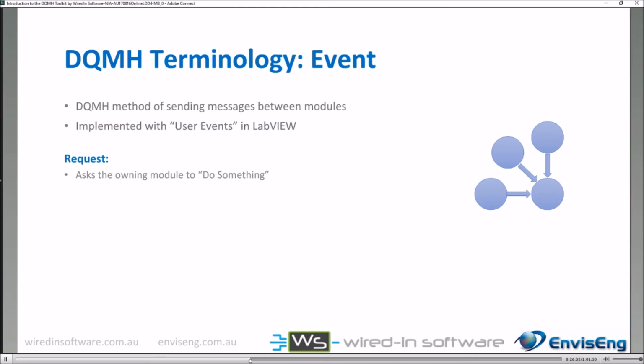There are two main types of DQMH events, and the first is a request event. A request event asks the owning module to do something. So when we start with DQMH, we first start by creating a new module, and then we can add events to that module, and those events can be request events or broadcast events or other types of events. So a request event asks the owning module to do something.